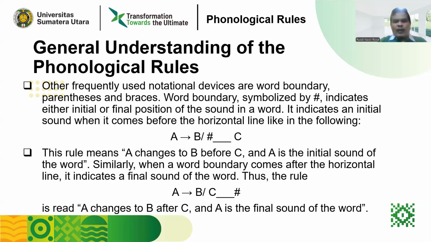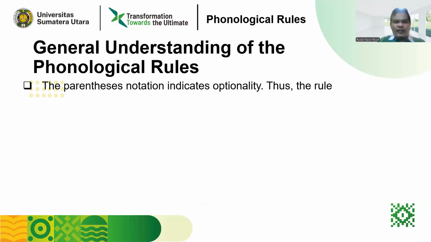Now, we can read this formula as A changes to B after C, and A is the final sound of a word. Now, the second notational device is parenthesis. If word boundary indicates the initial or final sound, parenthesis indicates optionality.